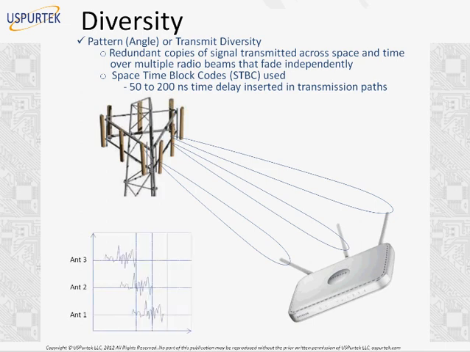Pattern, angle, or transmit diversity. So here we use multiple copies of a signal which is transmitted across space and time over multiple radio beams that fade independently. Again, here we have multiple paths, but we are using multiple transmit antennas, and you use space-time block codes which insert a time delay between each of these beams to achieve spatial isolation, and each beam fades independently, so we achieve pattern or transmit diversity in this case. This is the one which will actually move on to MIMO.